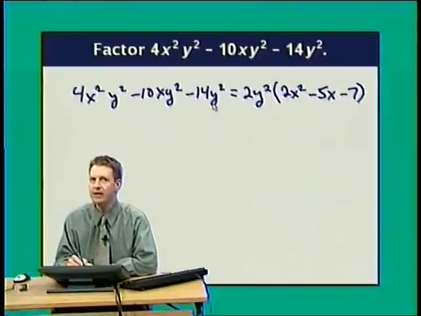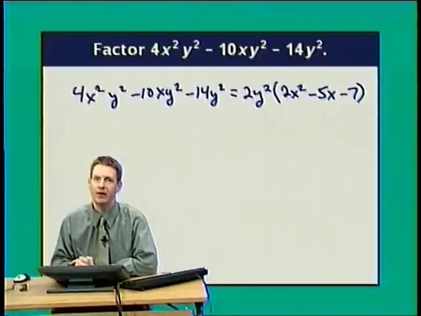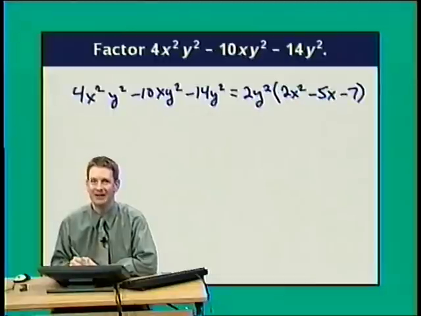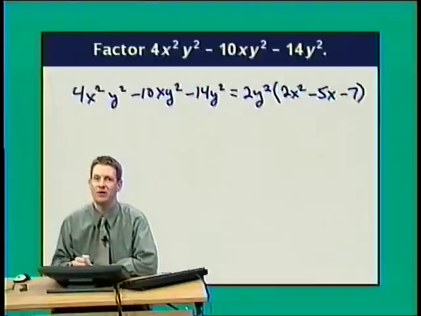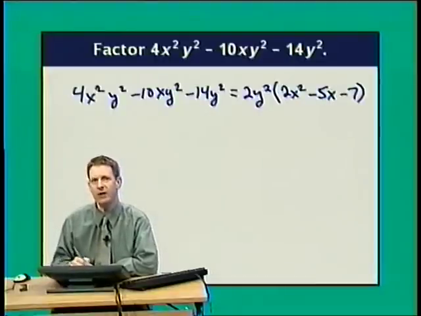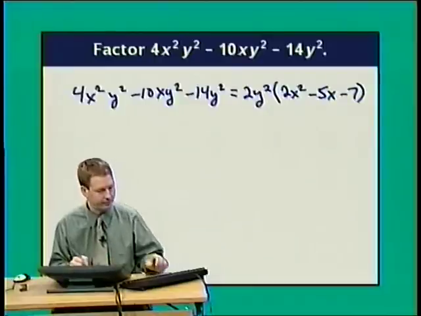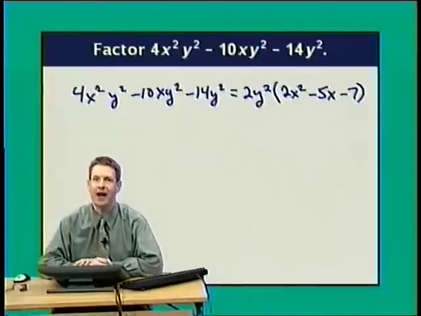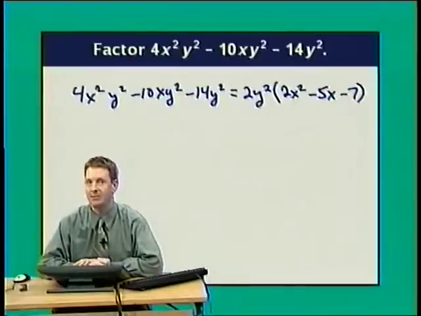Now, if you did get stuck when you tried working this one by yourself, why don't you stop the tape for a second and see if you can figure out how that residual trinomial, the trinomial that we got after we factored 2y squared, factors. Alrighty, we need to factor 2x squared minus 5x minus 7.